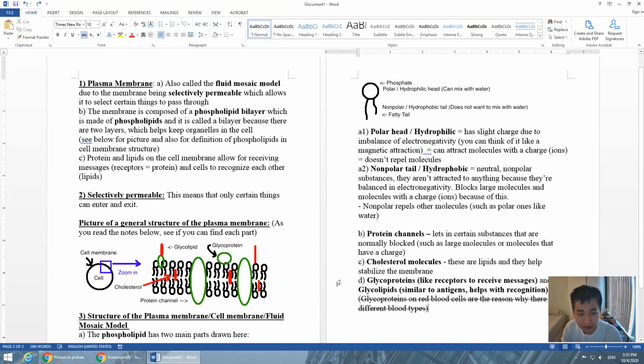So in summary, this cell membrane can let things in and out. And how come it's able to let things in and out? Because of its structure. It has the phospholipid bilayer that really blocks a lot of things because of the nonpolar tail. It has the protein channels, which allow other things to come in that are normally blocked. Cholesterol molecules help it keep its shape. And finally, glycoproteins help receive messages, and glycolipids help the cells recognize each other. And that's the structure of the cell membrane, also called the plasma membrane and the fluid mosaic model.